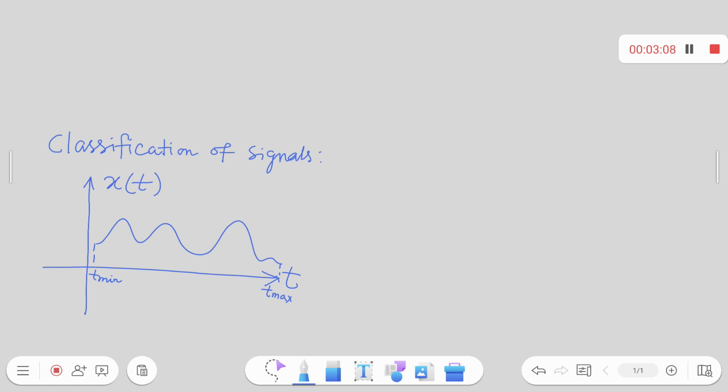So t min can go up to minus infinity, t max can go up to plus infinity. Then we can say that the signal is defined for all values of t. So t min can be equal to minus infinity, t max can be equal to plus infinity. So the signal is defined from minus to plus infinity. But particularly I have considered two different values for these two parameters, t min and t max. And if the signal is defined for all values of time within this range from t min to t max, then it is known as a continuous time signal.